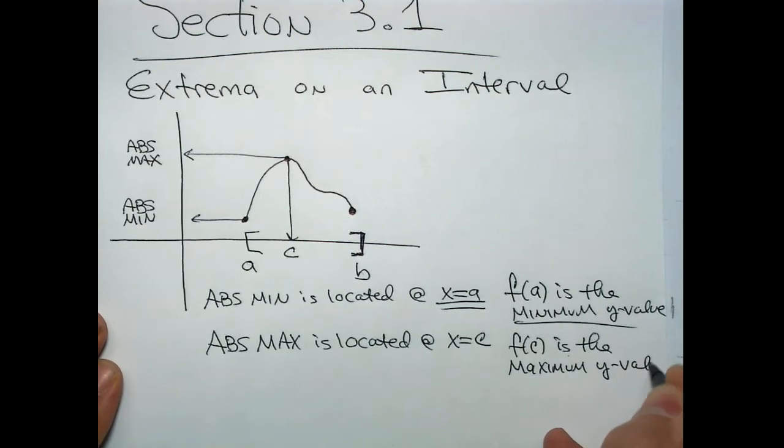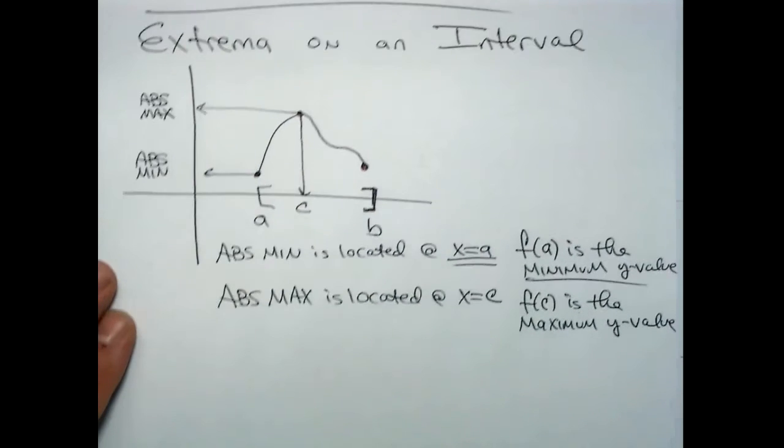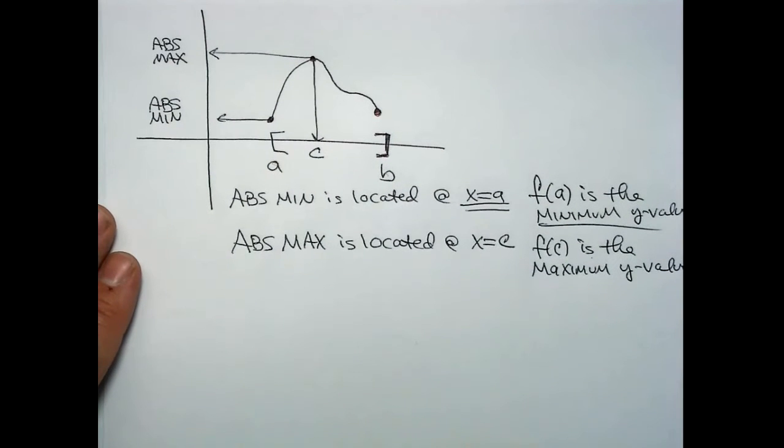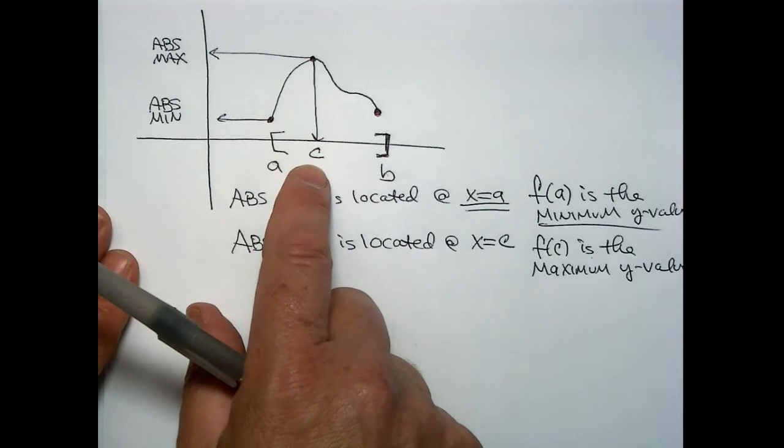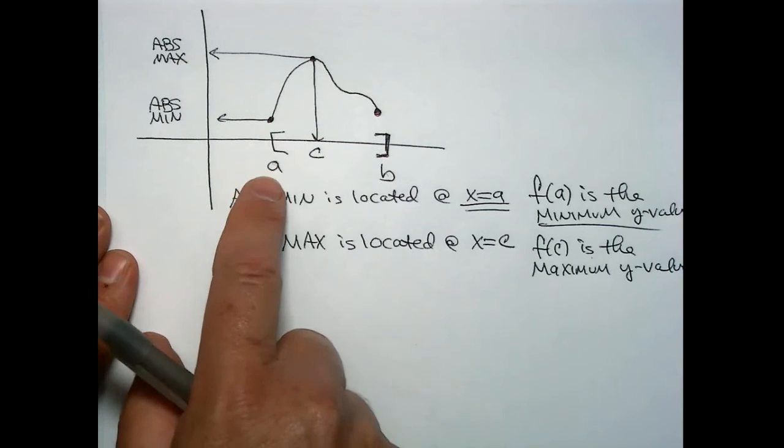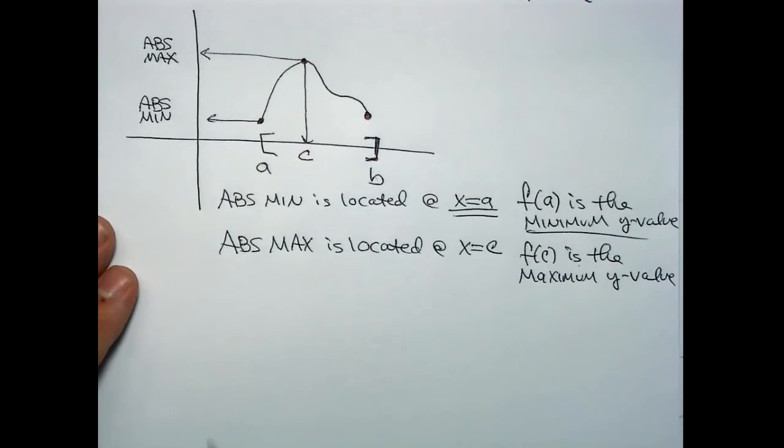and the f of c is indeed the maximum value of y for the interval anyway. We're only really concerned with this particular interval. We don't care what goes on outside. You want the highest y value, you must go to c to get it. You want the lowest y value, you must go to a to get it.